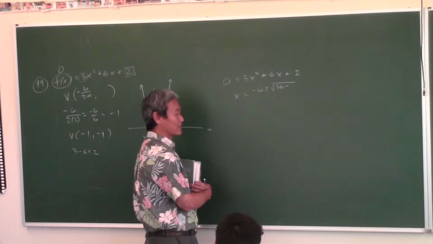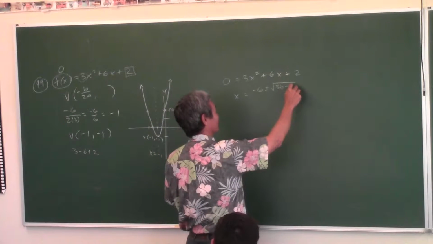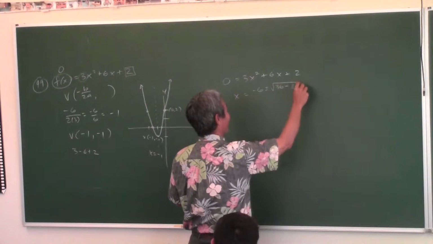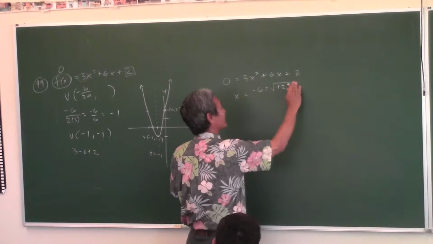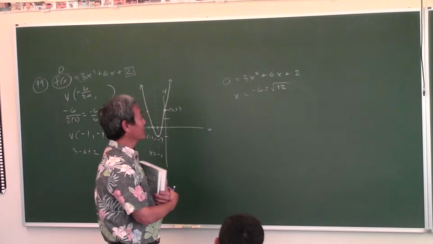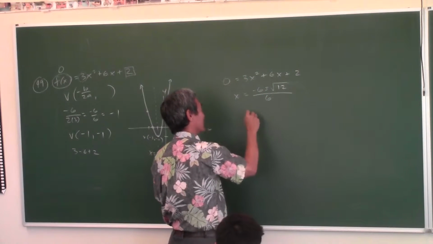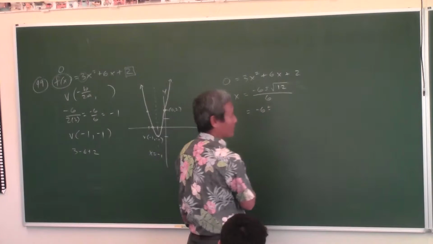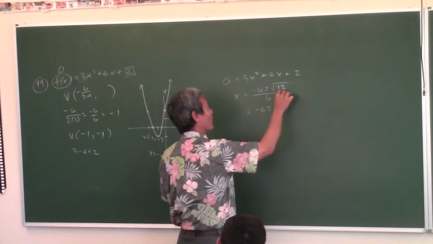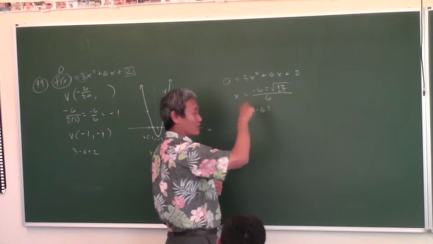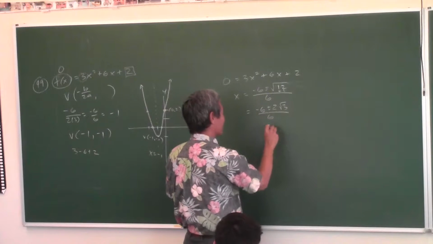What's 4 times 3 times 2? It rhymes with 24. 24. 36 minus 24 is 12. Okay, so you don't have to do it in your head. Just make sure you get the number right. All over 2a, 6. Okay, now, can I simplify square root of 12? Yes, because 12 is 4 times 3, right? And the square root of 4 is 2. So that would be 2 root 3 all over 6.